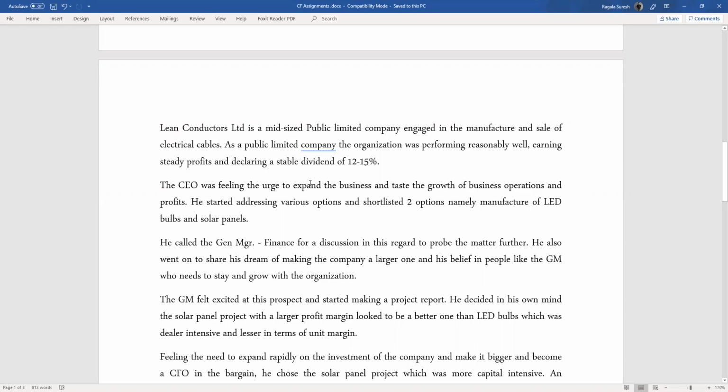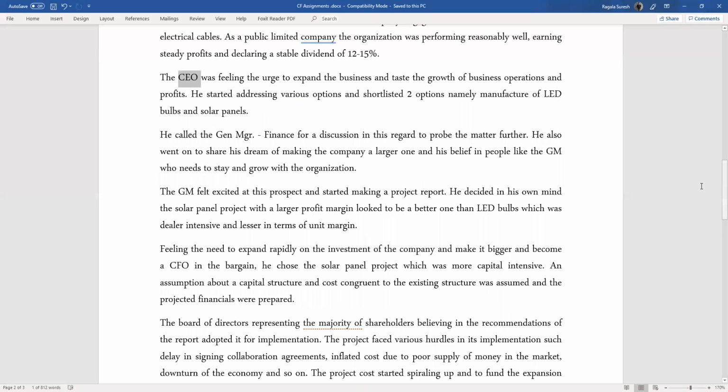Currently, the company is performing very well, and they share around 12 to 15% of profits with the stockholders as a dividend. So the CEO thought to expand. He trusted the GM finance of that company and discussed it with him, and the GM came back with a decision: if we go for manufacturing solar plates, it needs more capital, and I can grow as CFO, chief financial officer, by bargaining the capital while investing into the company.